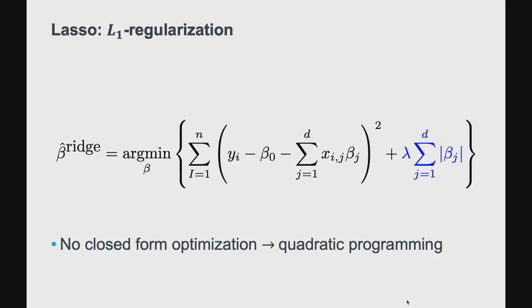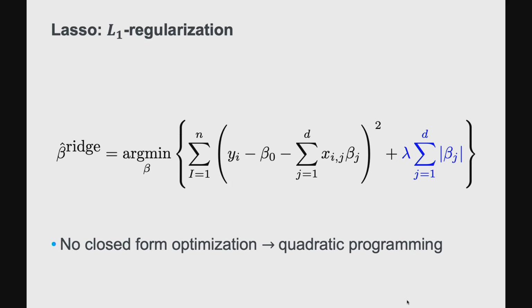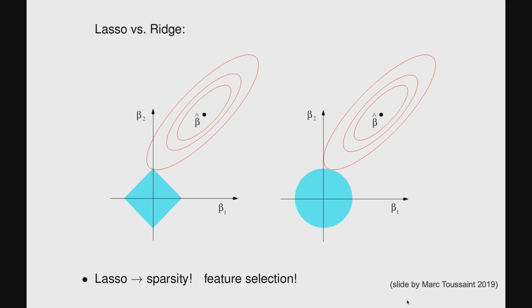Of course, instead of having here beta squared, we could also have the absolute value of beta j. Now, the problem with this is we cannot solve it analytically like this. So what we can do is some quadratic programming, or some stochastic gradient descent, which we will talk about later. What is the difference between these two? The first is called ridge regression, and the second is called lasso regression.